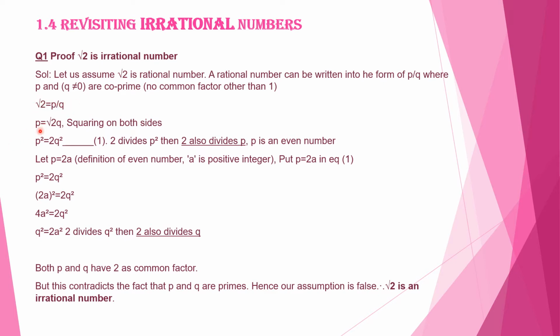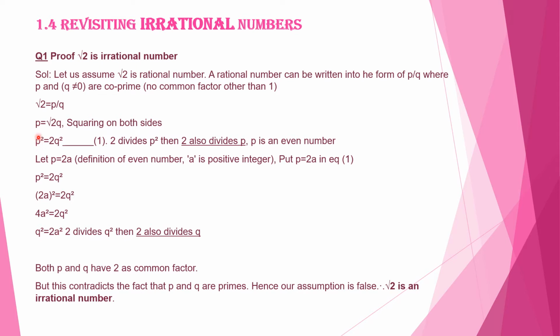You can write it as root 2 equal to p by q, so p equal to root 2 q. We will put a square on both sides. It will become p square equal to 2q square, which is our equation 1. Here 2 divides p square, that means 2 is capable of dividing p square. Then 2 will also be capable of dividing the number p.